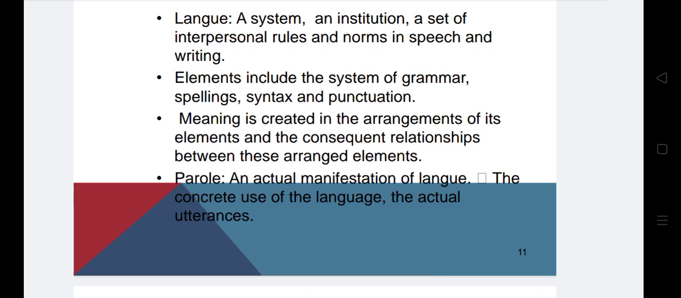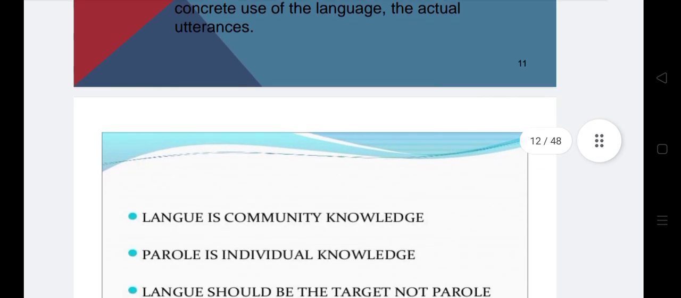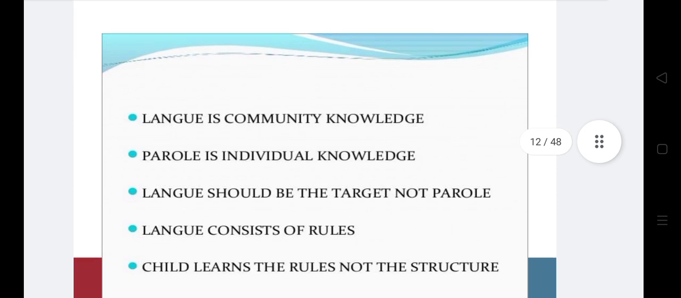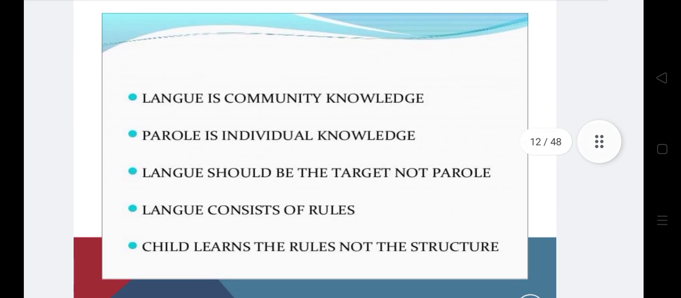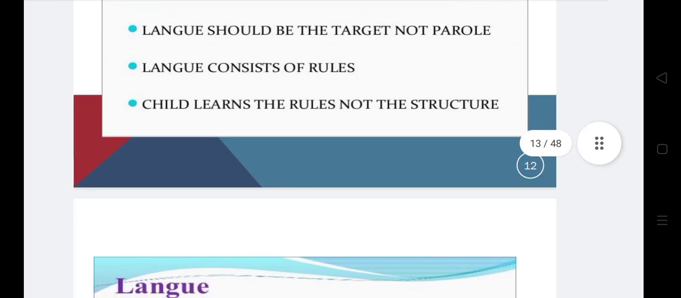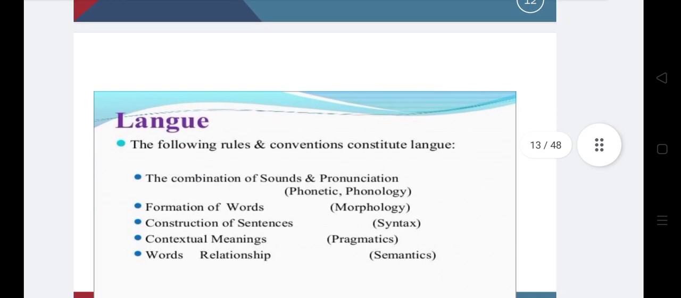So we'll see more about them. Langue is community knowledge, whereas parole is individual knowledge. Langue should be the target, not parole. Langue consists of rules. For example, a child learns the rules, not the structure, in acquiring any language.